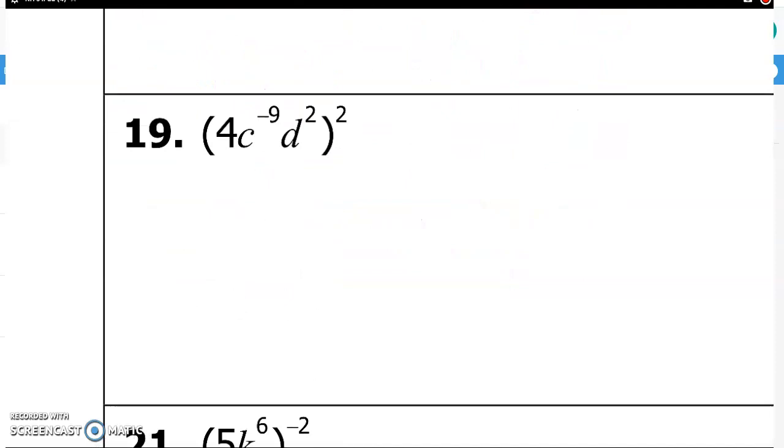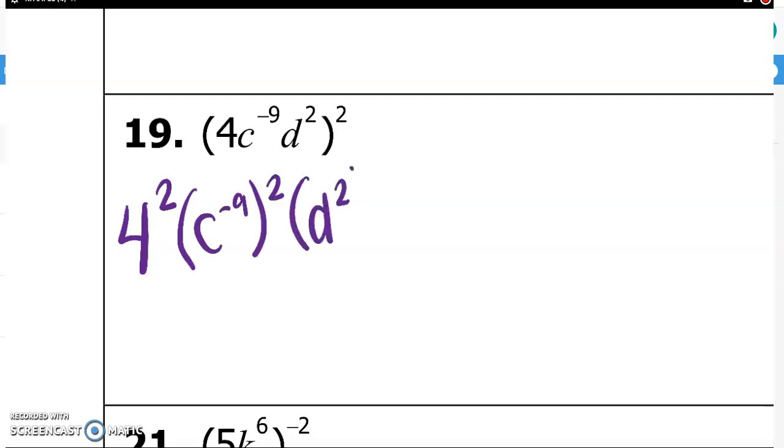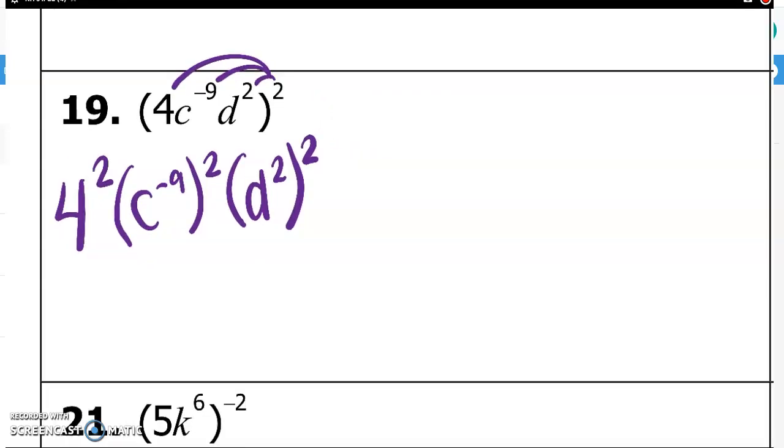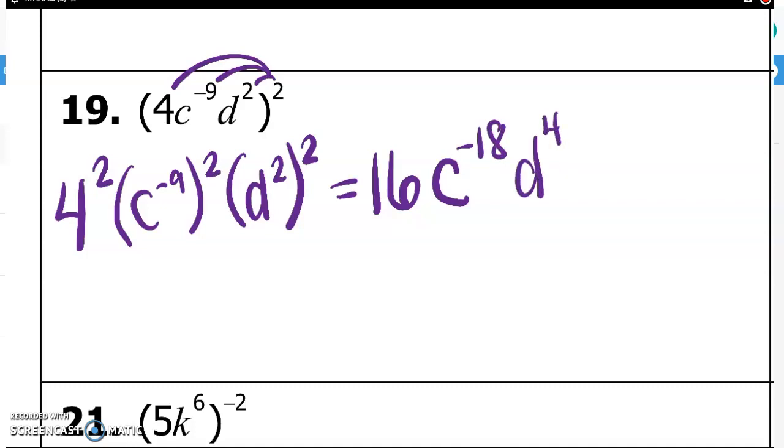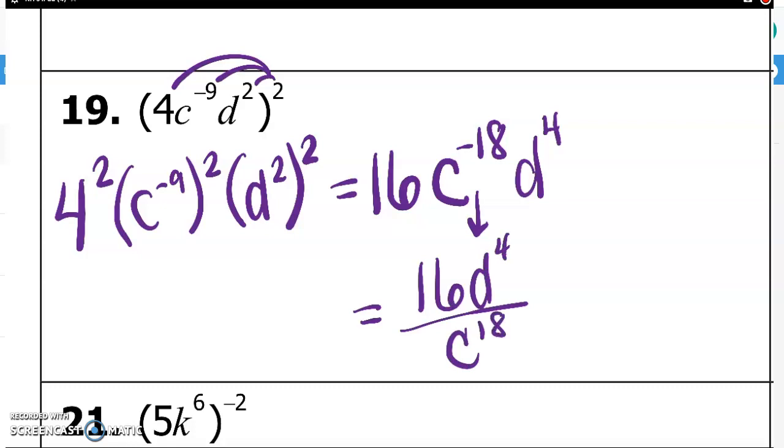19, same thing. 4 squared, c to the negative 9th squared, d squared squared. So again, if you are able to do that just by looking at it and knowing you square each thing, that's great. If not, write it out. We would get 16 c to the negative 18th, because we're multiplying, d to the positive 4th. So again, this goes down to the bottom. So 16d to the 4th over c to the 18th.